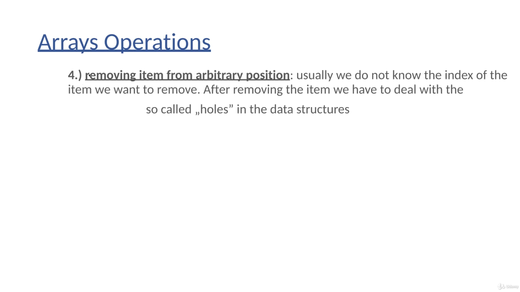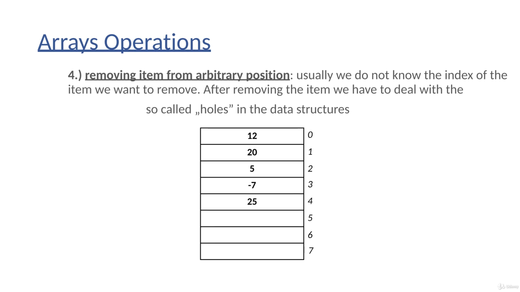Then what about the last case? We would like to remove an item from an arbitrary position. Usually, we do not know the index of the item we would like to remove. And the second problem is that after removing the item, we have to deal with the so-called holes in the data structure. Okay, so for example, we would like to remove the number 5. First of all, we have to search for that given item. It is going to be an order n linear running time operation. Then after removing the item, there is the so-called hole in the data structure. So as you can see, it is not favorable.